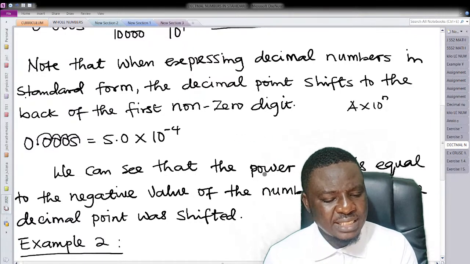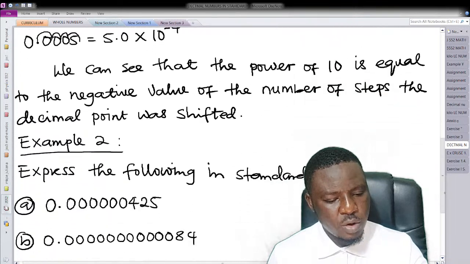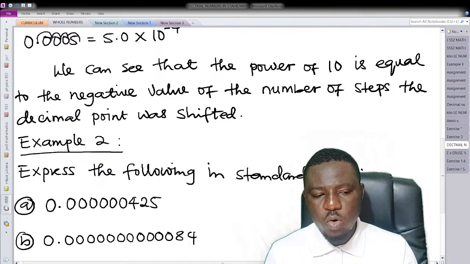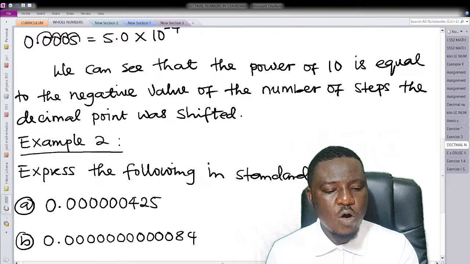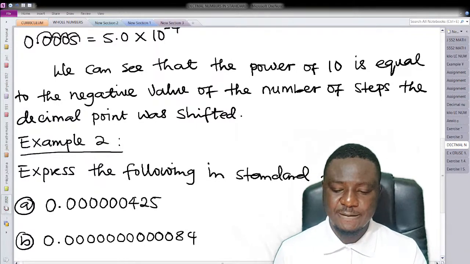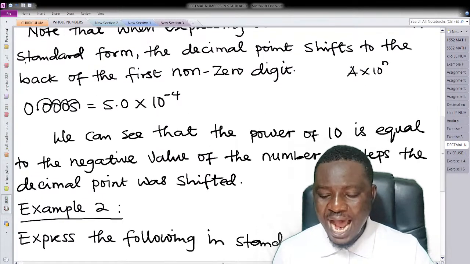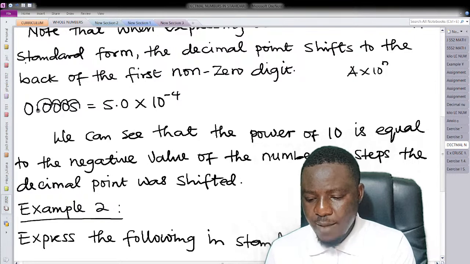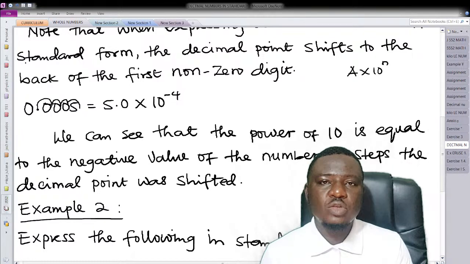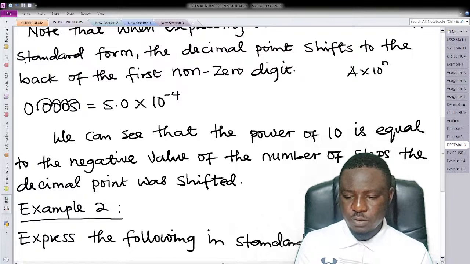We can see that the power of 10 is equal to the negative value of the number of steps the decimal point was shifted. This is just an explanation of what I did. I moved the decimal point 4 times. Okay, and the power is said to be the negative value of the number of times it has been moved.